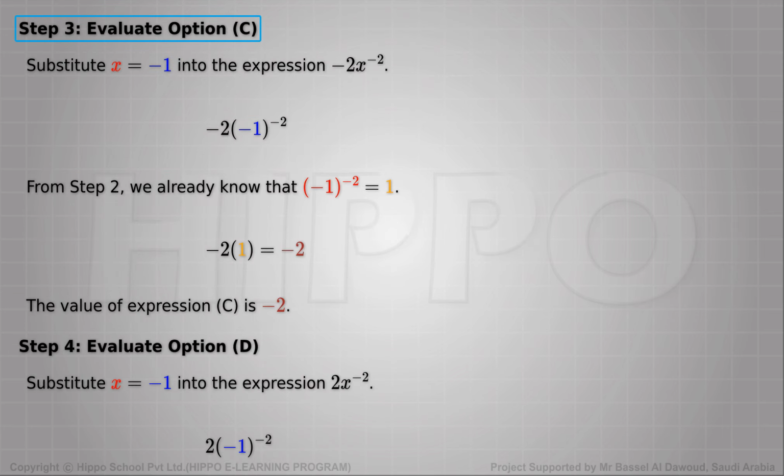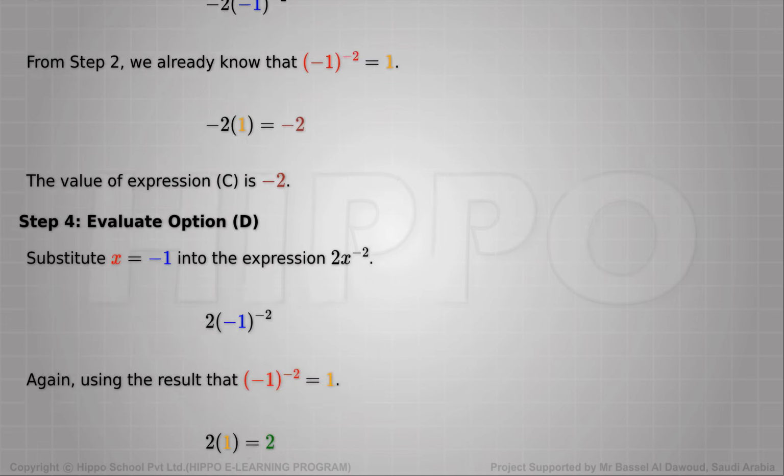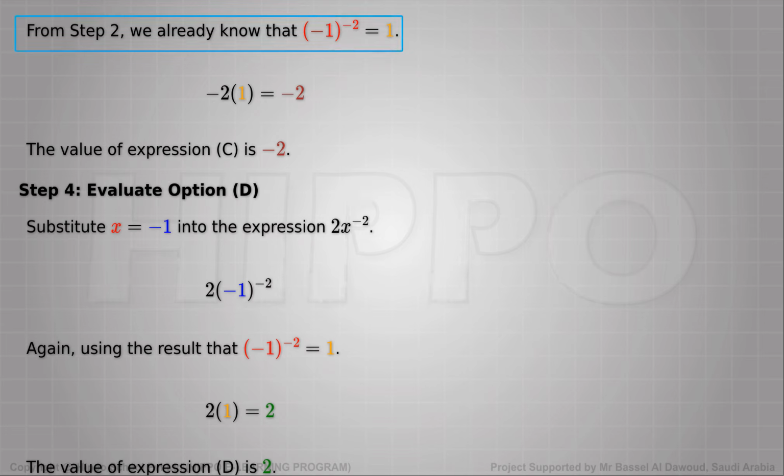Okay, next up is option C, -2 times x to the power of -2. We substitute -1 for x, which gives us the expression -2 times, open parenthesis, -1, close parenthesis, to the power of -2. This step is a bit quicker because we can use our work from option B.